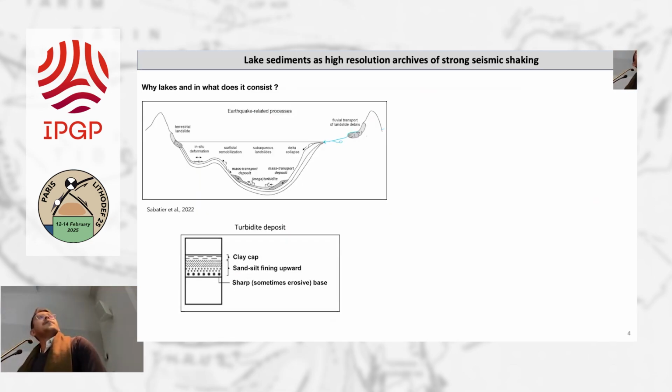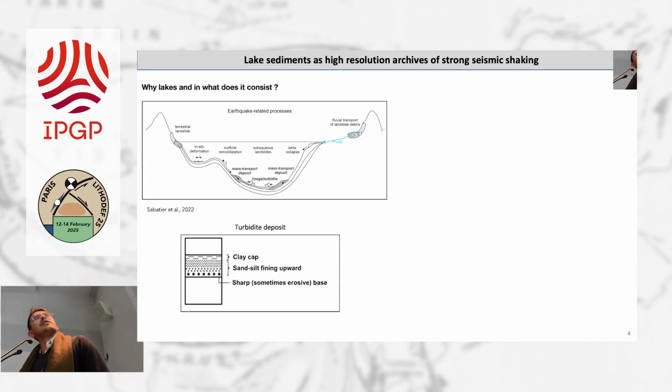Why lakes? Well, thanks to the water column here, lakes are isolated systems from external climatic perturbations, so you don't have to deal with the permafrost layer. And additionally, due to the continuous sedimentation, you have quite a high resolution in time along these systems. And this is interesting because those systems are quite sensitive to earthquake shaking.